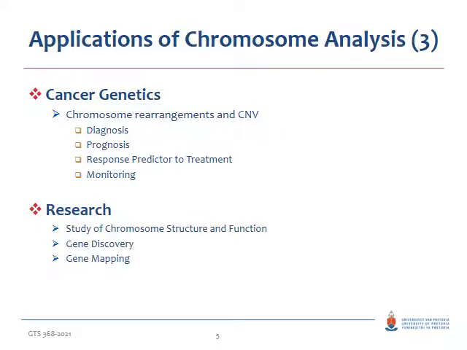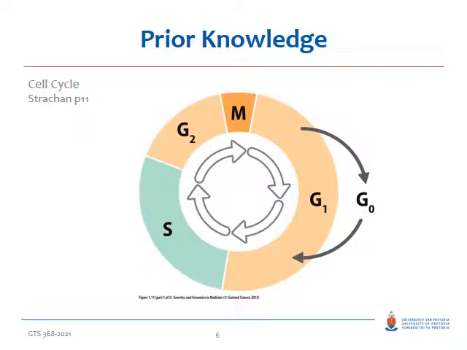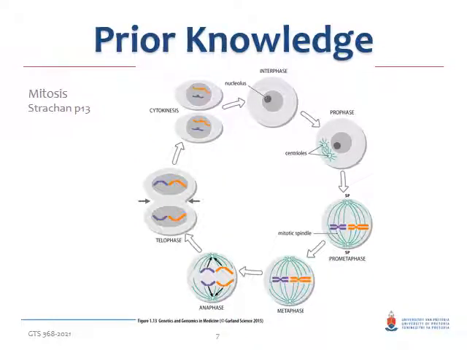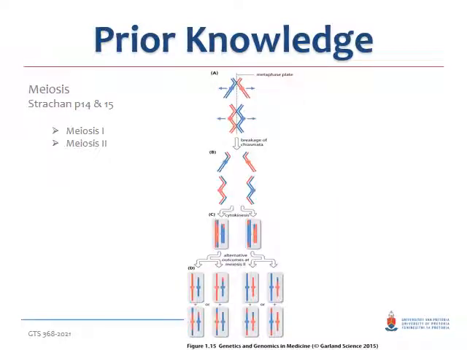In the research setting, we will actually see that chromosome structure helped us to determine the function of genes. It also helped us to discover genes and map genes. So for this, I want you to have some prior knowledge. You need to know a little bit about the cell cycle with the different stages. Also need to know mitosis and the two stages of meiosis.